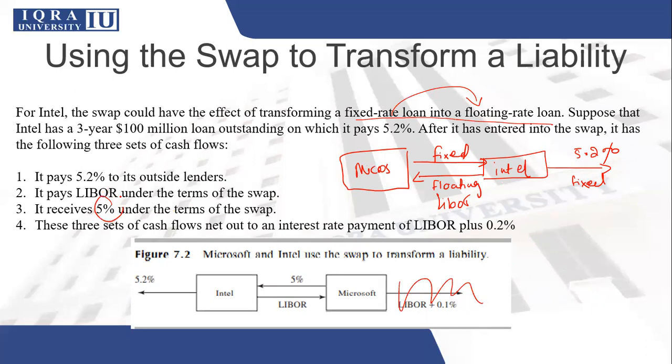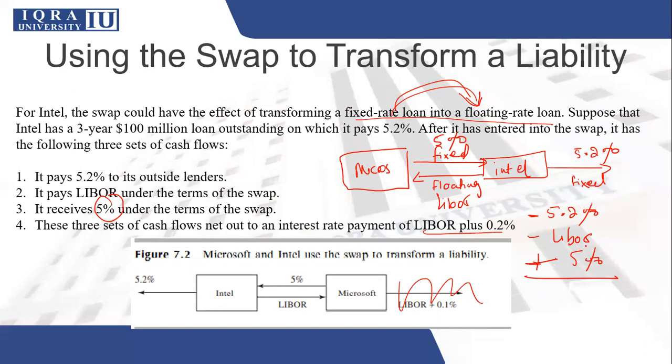The fixed rate is 5% under the terms of the swap. Now we need to calculate its net interest payment once again, and it should come to LIBOR plus 0.2% because we wanted to convert the fixed into the floating one. So let's write it down. They are paying fixed 5.2%, so negative 5.2%, plus they are paying the floating, they are paying the LIBOR rate. And they are receiving the fixed 5%.